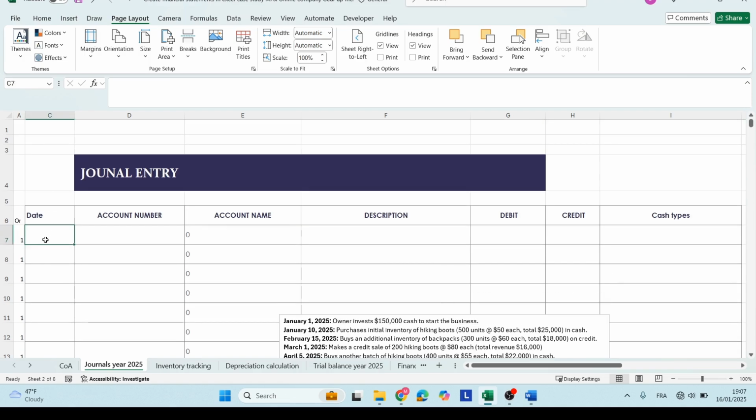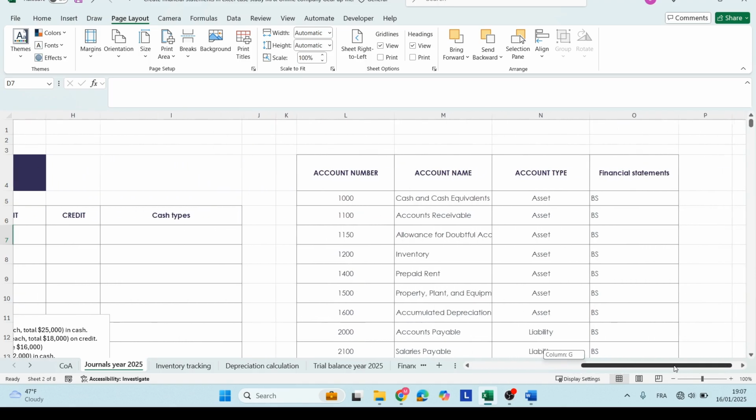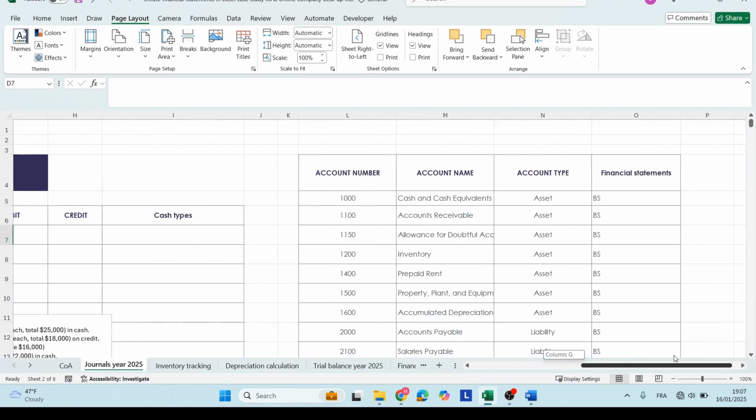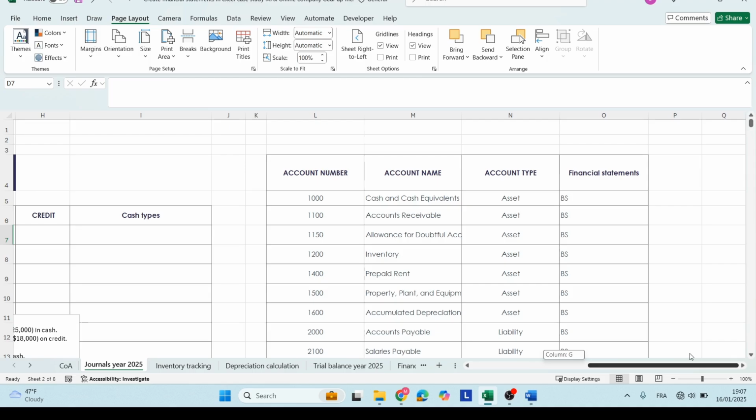So we put the date. Then we put the account number. I have put the account number here on the right side to make it easy to know the account. So here we have cash and cash equivalents, which is account 1000.